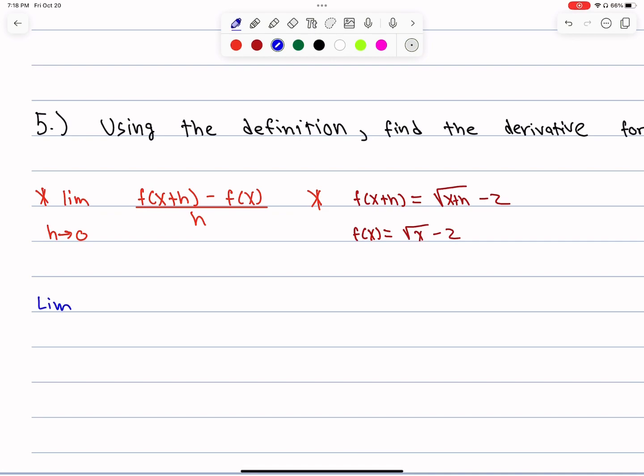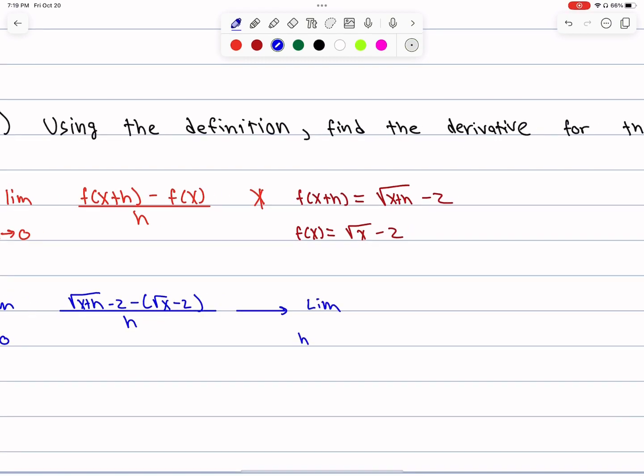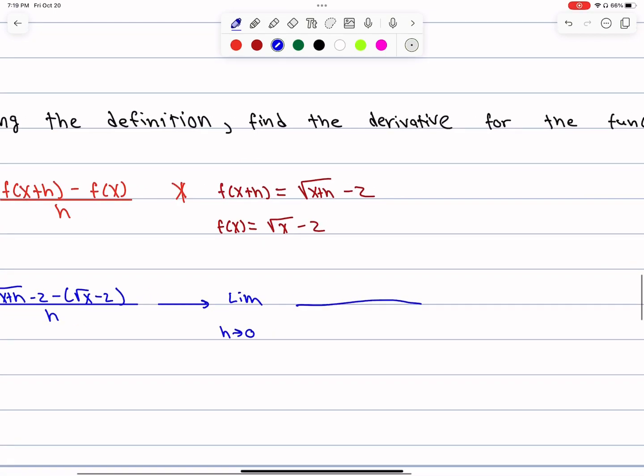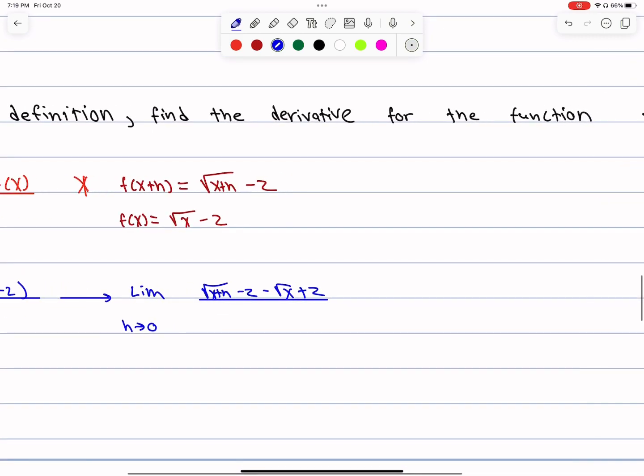So now that we know what those variables are, we know what to plug in. So square root of x plus h minus 2 on the top, minus parentheses square root of x minus 2, over h, of course. Now, after this, we can distribute that negative symbol in front of the square root of x minus 2. That's going to leave us with square root of x plus h minus 2 minus square root of x plus 2 over h, of course.